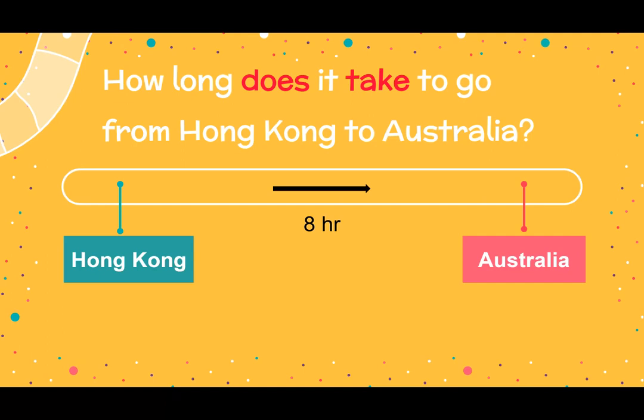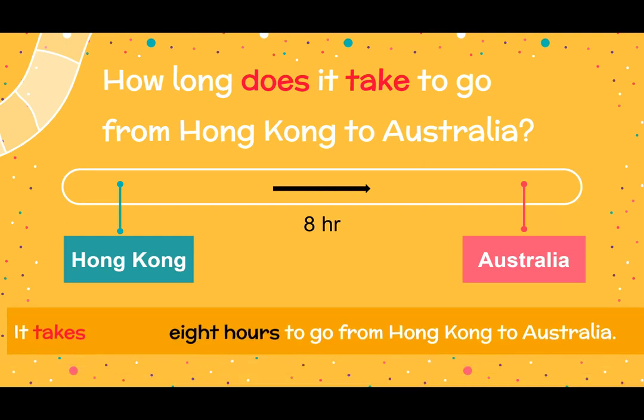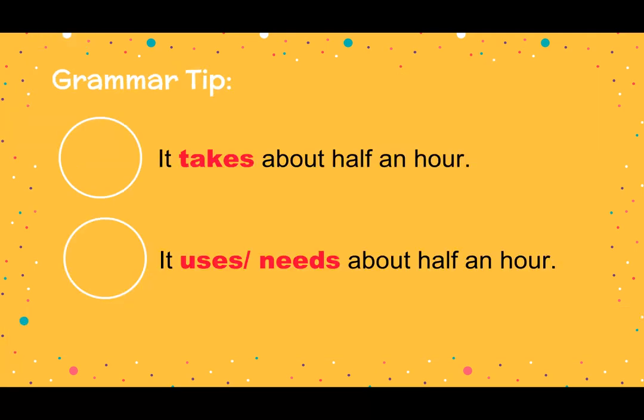Let's see. It takes 8 hours. Or you can say, it takes about 8 hours to go from Hong Kong to Australia. A grammar tip for you. We always use the phrase it takes to describe the length of time. Never say it uses or it needs. They are wrong.